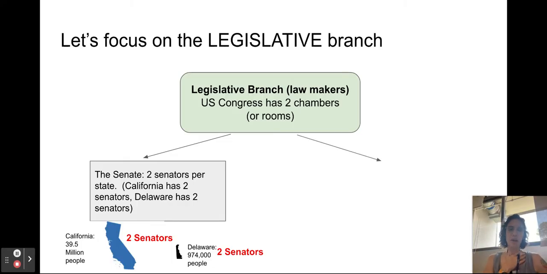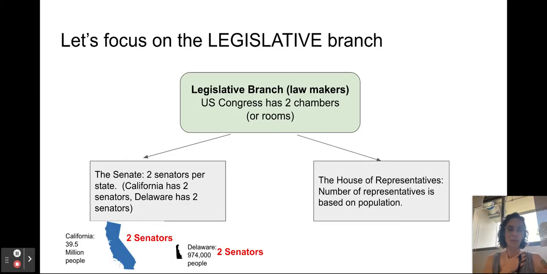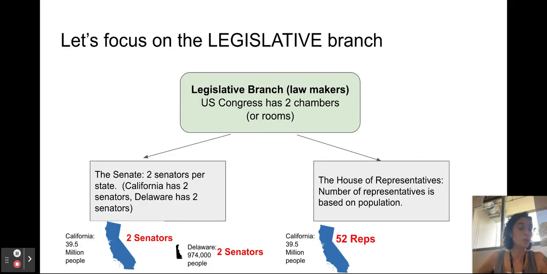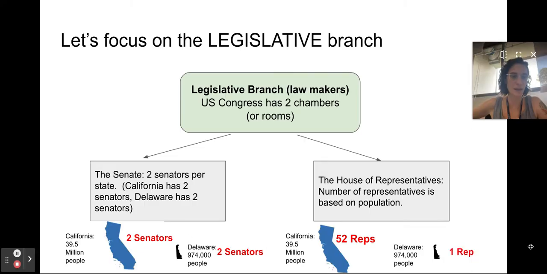The other chamber of the legislative branch is called the House of Representatives. The number of representatives each state gets is based on population. Two for each for the Senate, population. So California, with its 39.5 million people, has 52 representatives. And Delaware, with its 974,000 people, has one representative, based on population.